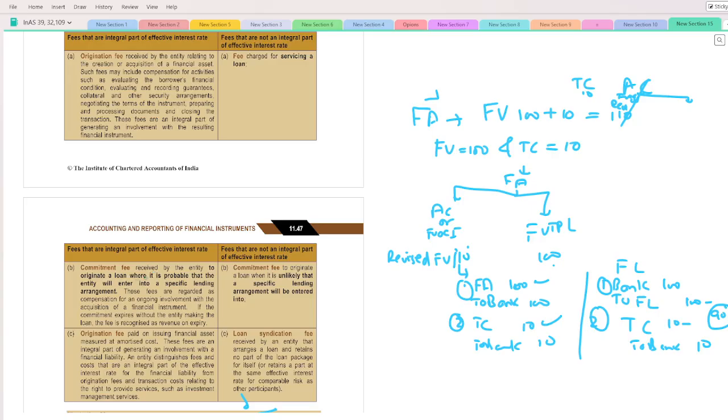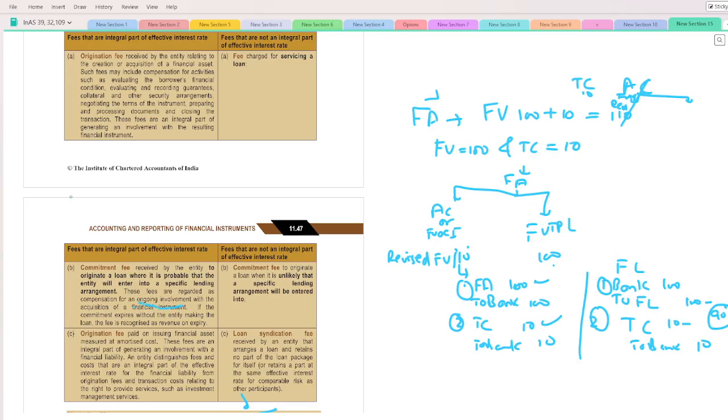If the bank thinks that it is probable that the particular entity to whom it has given the commitment will be taking the loan during that 2 years, then these fees are regarded as the compensation. So this is what they are describing. Fees are regarded as a compensation for an ongoing involvement, ongoing involvement for the 2 years. What I have given you is the example.